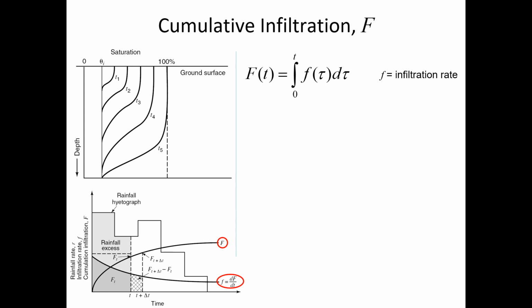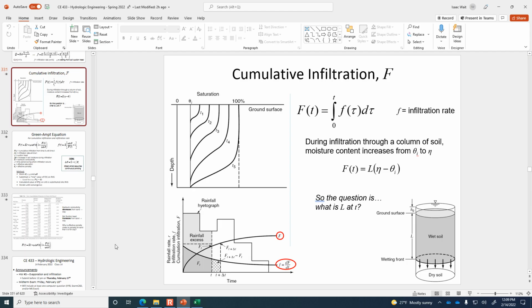But initially, at the beginning of the storm, there's both the weight of the water and gravitational forces driving the fluid down through the soil, but then there's also the soil's attraction for the water itself. And so that's why at the beginning of the storm, the infiltration rate is high, but then it's declining as the wetting front moves down through the soil column.